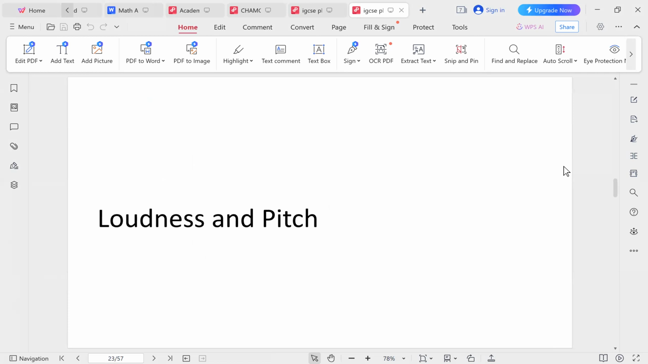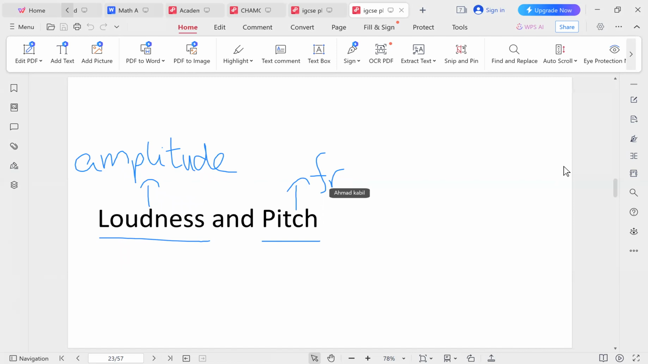We now move on to two terms called loudness and pitch. You should know that loudness translates into amplitude, which we covered in wave properties, the previous video. And pitch translates into frequency. And this is the basis of all the questions that we shall answer next. So pitch is another term used to describe frequency only when we're talking about sound waves in particular. And loudness is a term that we use instead of amplitude when we're talking about sound waves as well.